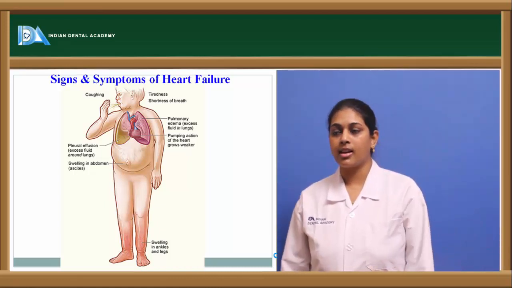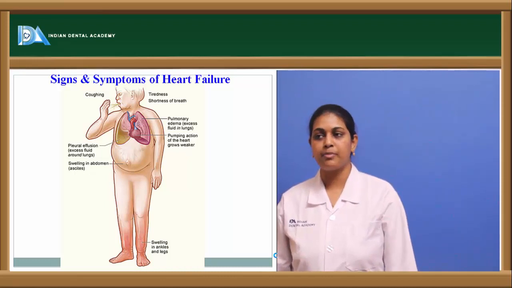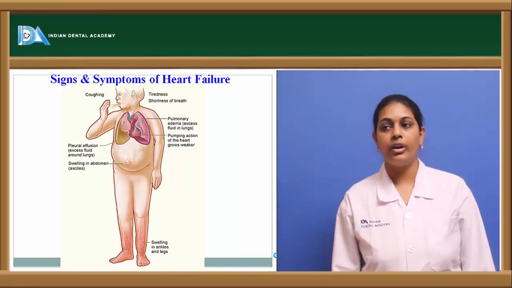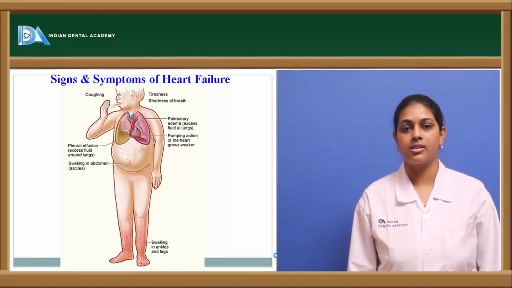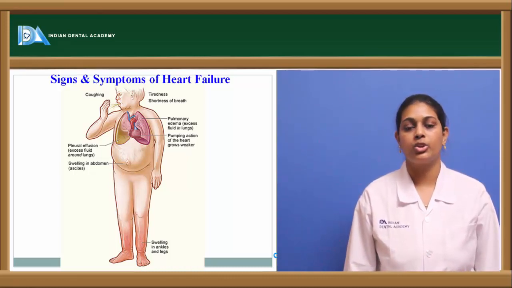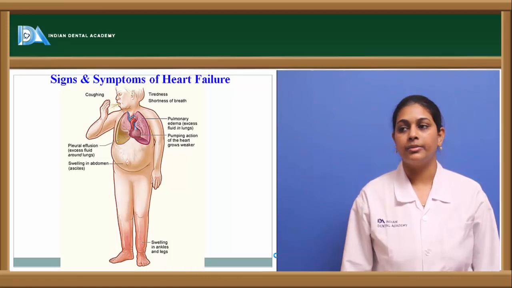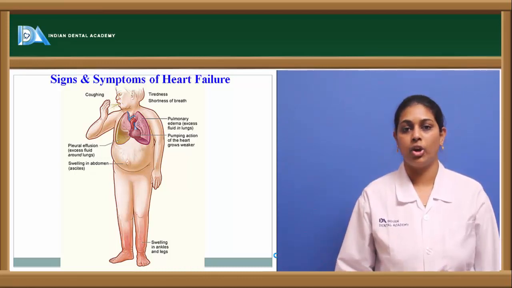And coming to the next condition affecting the lung, it is pulmonary edema. That is, an excess of fluid being accumulated in the lungs. This is known as pulmonary edema. This usually occurs in cases of right-sided heart failure, we see.